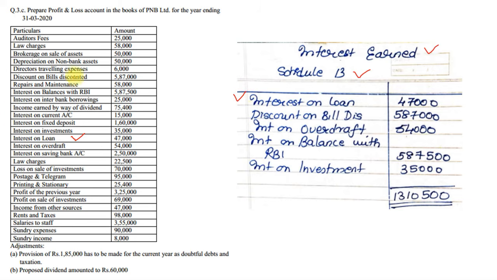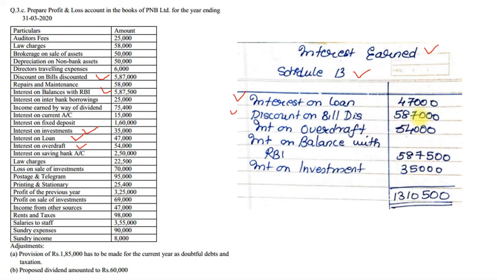Next we have discount on bills discounted. That is, if a bill receivable is discounted, that's my income. Interest on overdraft, again income for the bank. Interest on balances with RBI, again the amount which I will earn. And interest on investment, if we are investing somewhere, we are going to get interest on that.